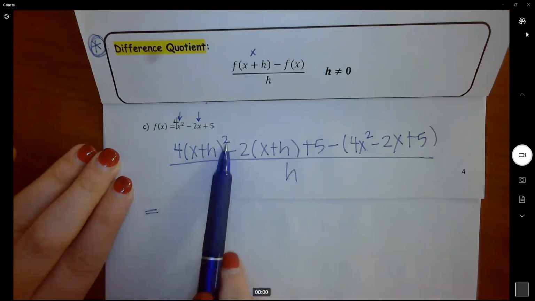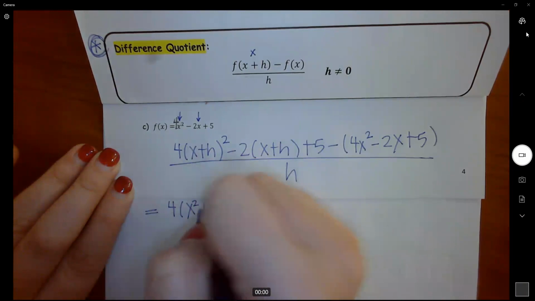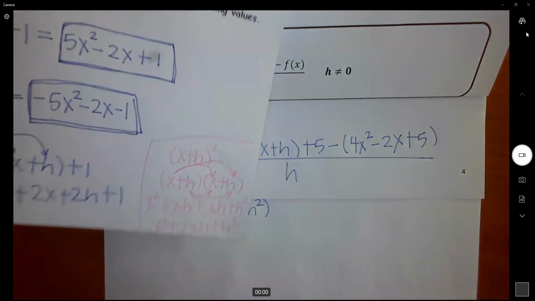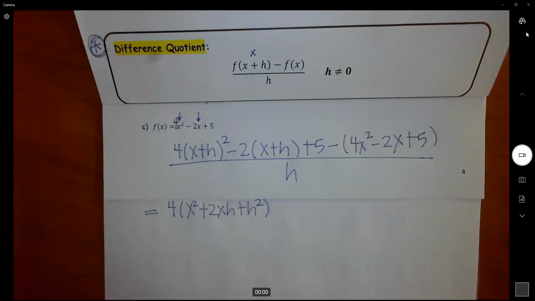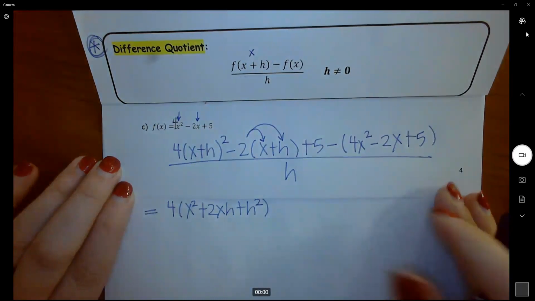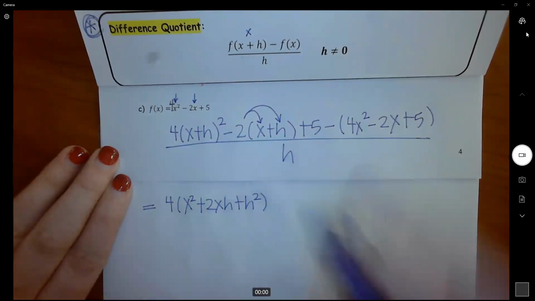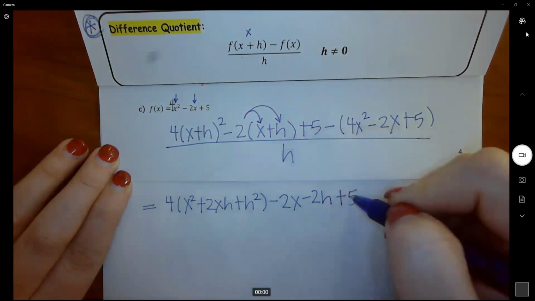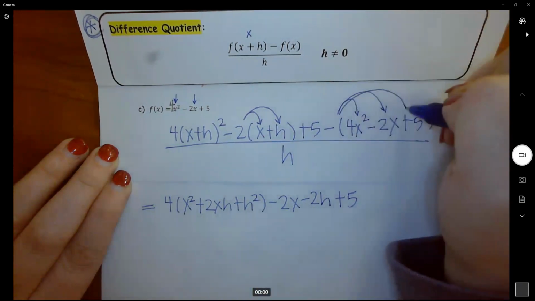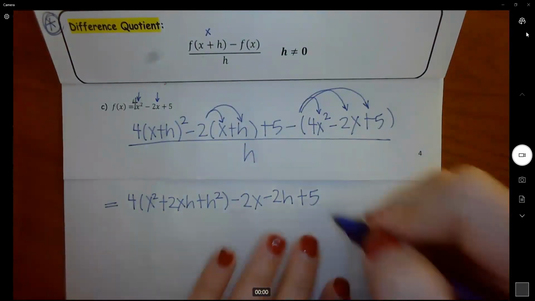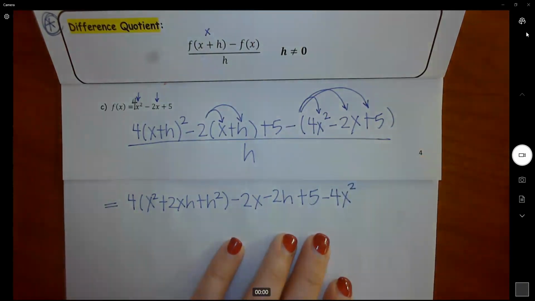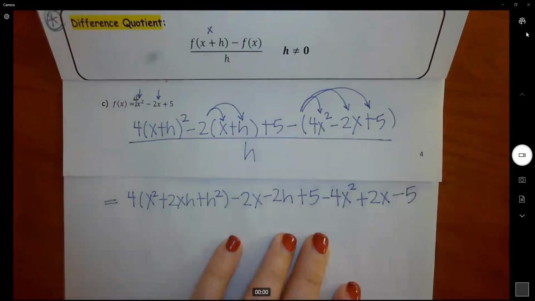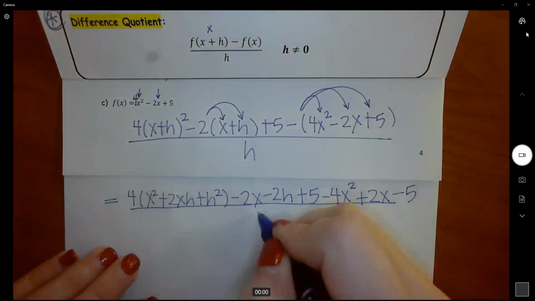We know that x plus h quantity squared is x squared plus 2xh plus h squared, because we did that on the previous page. I'm going to distribute my 2, which becomes minus 2x minus 2h. Bring down here plus 5. And then distribute your negative to all 3 terms here. So minus 4x squared plus 2x minus 5. And this is still all over h.